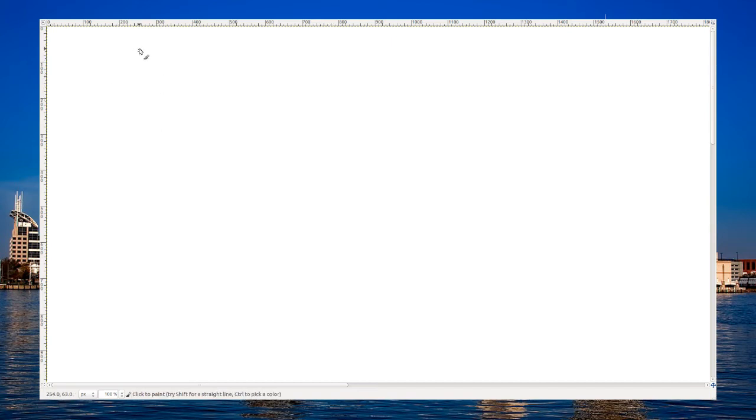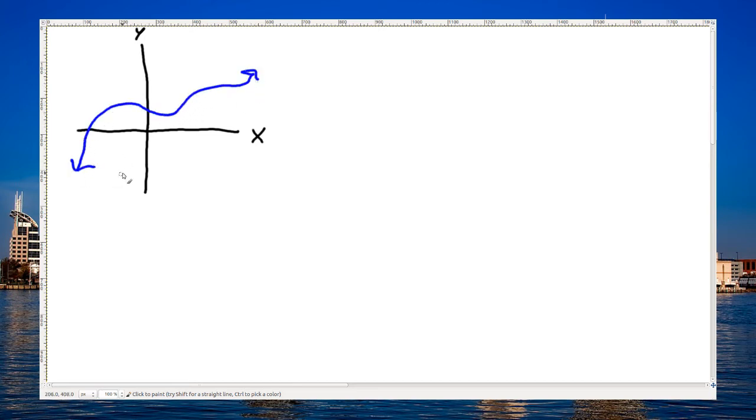In calculus, we deal a lot with curves in the xy plane. And often the way we describe these curves is using functions. So you might have y as a function of x, and that would produce a certain curve in the xy plane.